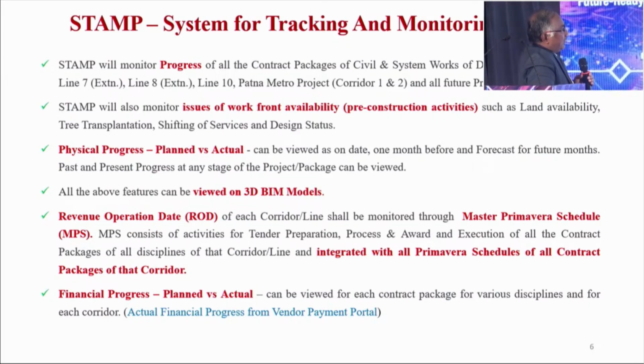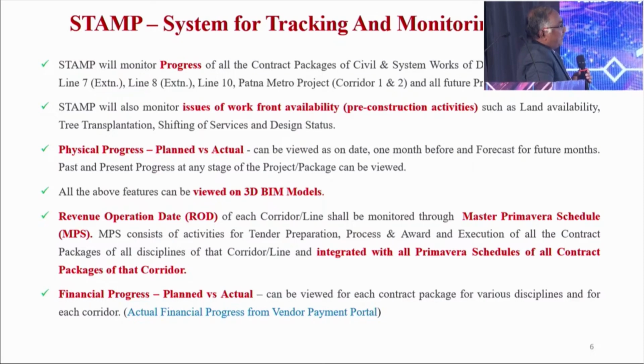One more feature of STAMP is that for all the physical progress we use Primavera, and in Primavera we use unique IDs. The ID of one activity in one contract will not match the ID of any other activity in any other project, whether it is civil structure or E&M, S&T, all of that. That activity ID of every activity in Primavera is integrated with the corresponding element on the 3D BIM model.